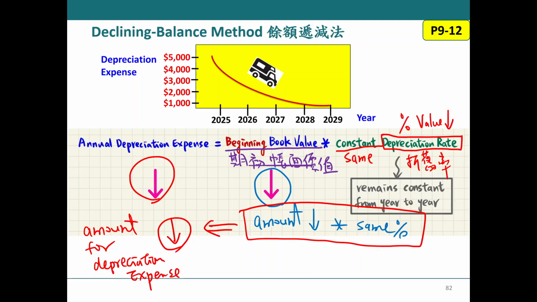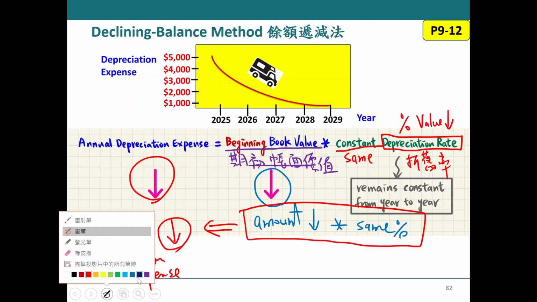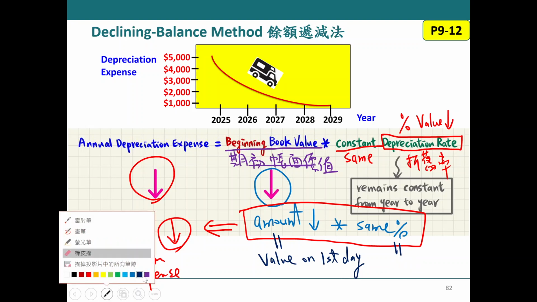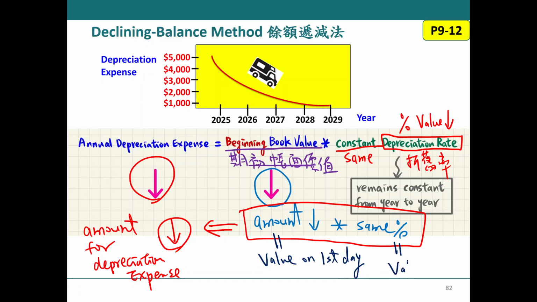So based on the value on the first day, then we consider its value decrease. How many percentage? Okay? So based on this, we can get the amount for depreciation expense.